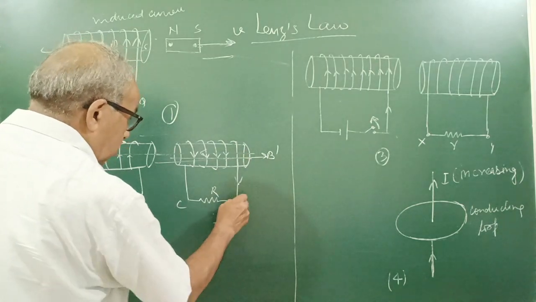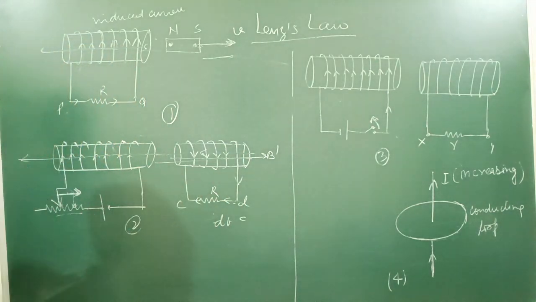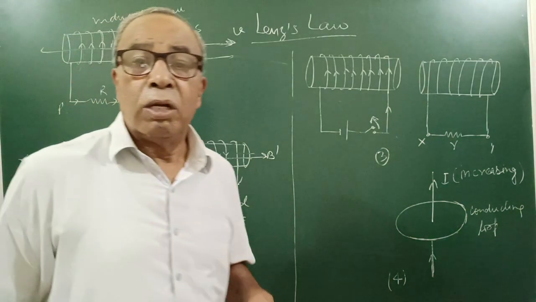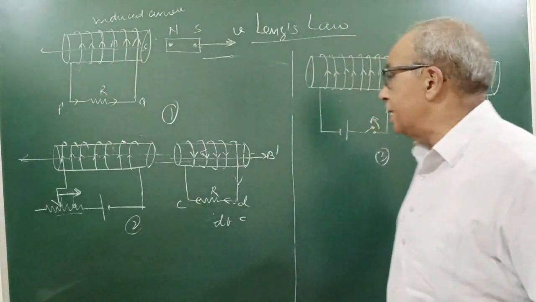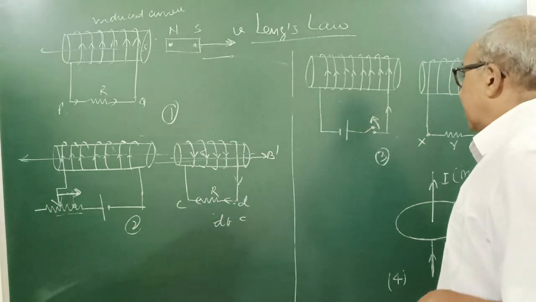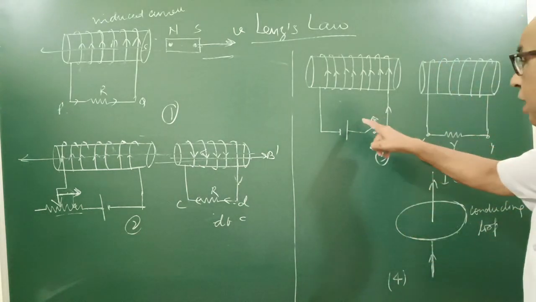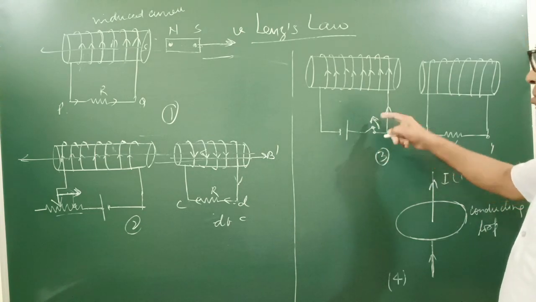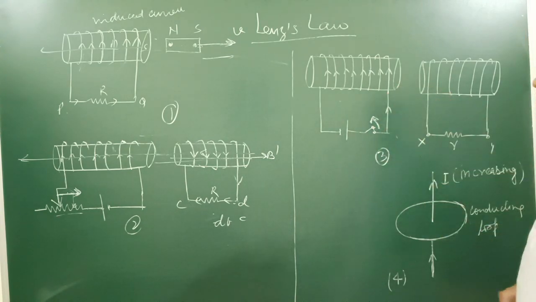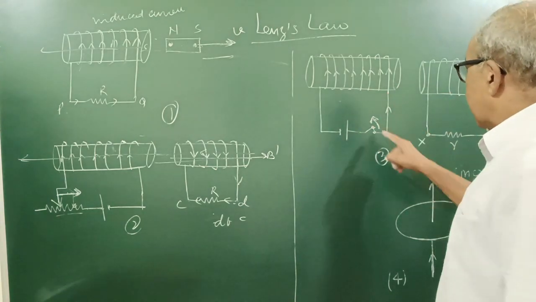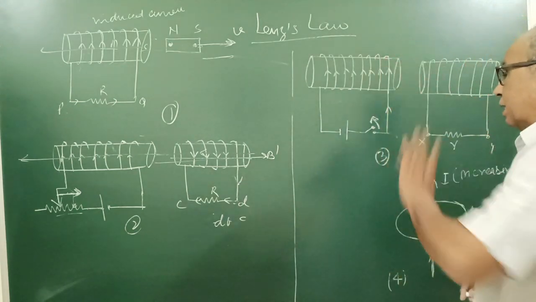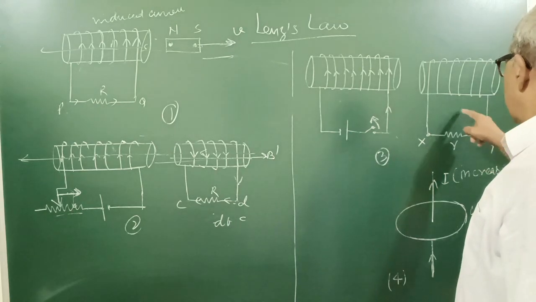Go this way, so it will go this way. So this is the application of Lenz law here. Now, in this figure, again there are two solenoids. Here current was there, the key was pressed. When we release the key, what is the direction of induced current here?